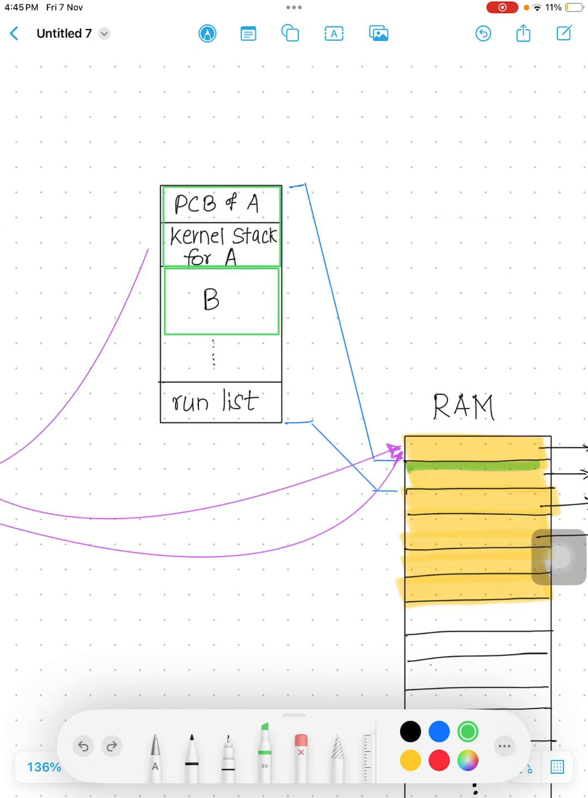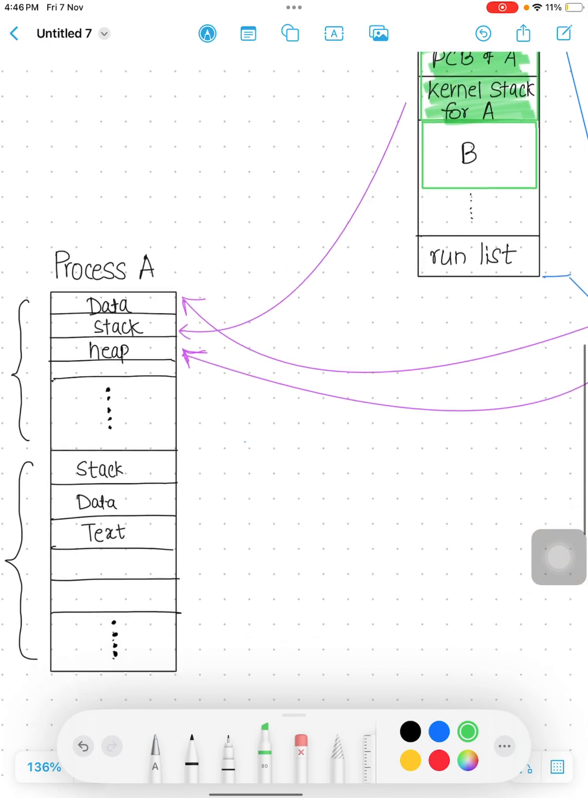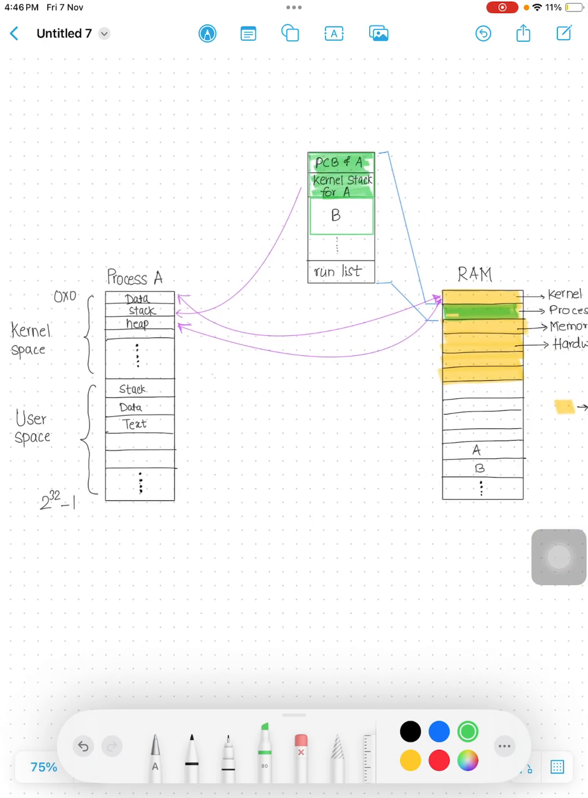This particular data is again further divided into various regions. So basically, it stores data for various processes as well. So let's say this is the block for process A. In that block, it stores PCB of A and kernel stack for A. Now this part is mapped to the stack of the process A from kernel space. So this is how the mapping is done.